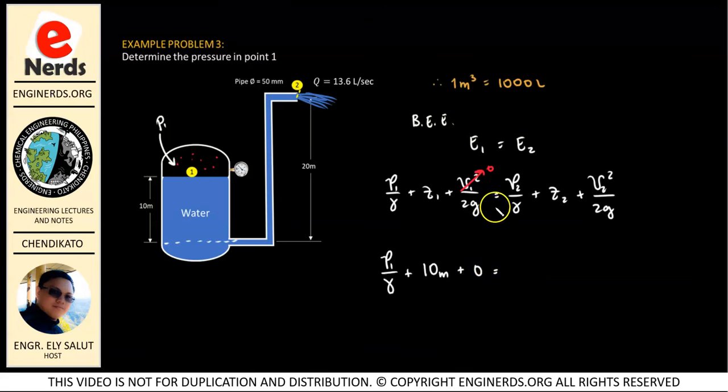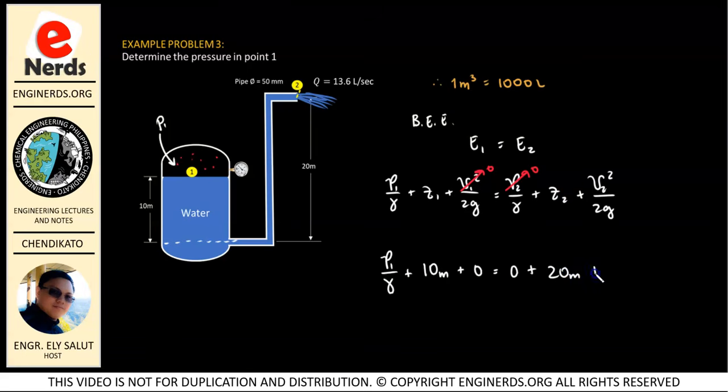So this is equal to what is the pressure at point 2. So ito yung ating point 2 and it is exposed to the atmosphere. So nakawala or na-release na yung ating pressure. So therefore, our pressure at point 2 is equal to 0. Okay? So we have here 0 plus our elevation head at point 2. So from this datum line up to here, sa ating point 2, we have 20 meters.